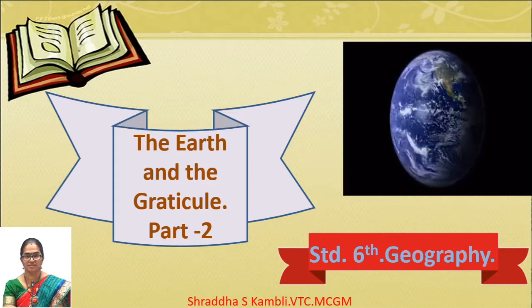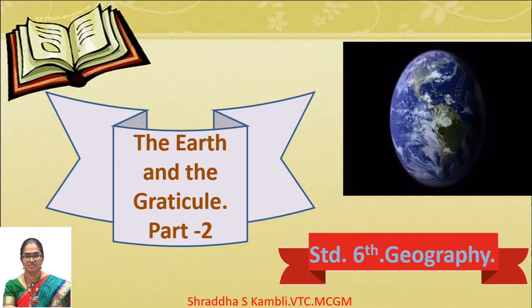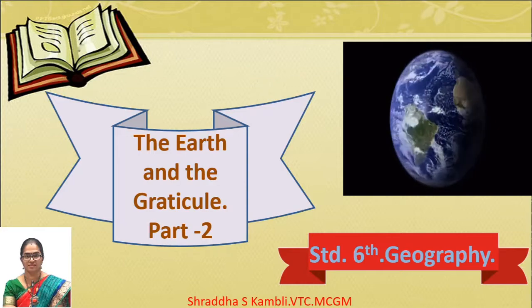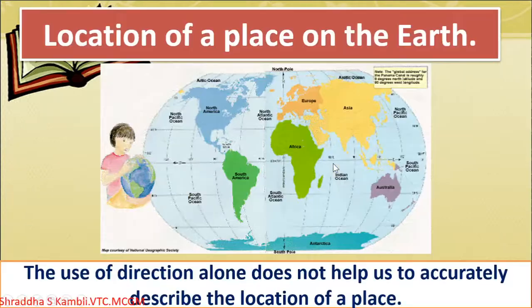This is the second part of the lesson that we started last time. Remember, we were doing the lesson The Earth and the Graticule. We studied a lot of important things about the Earth and the Graticule. We did the introduction of this lesson last time and we talked about the location of a place on the Earth, and we saw that the use of direction alone does not help us to accurately describe the location of a place. So all these points, children, we talked about in the lesson last week.